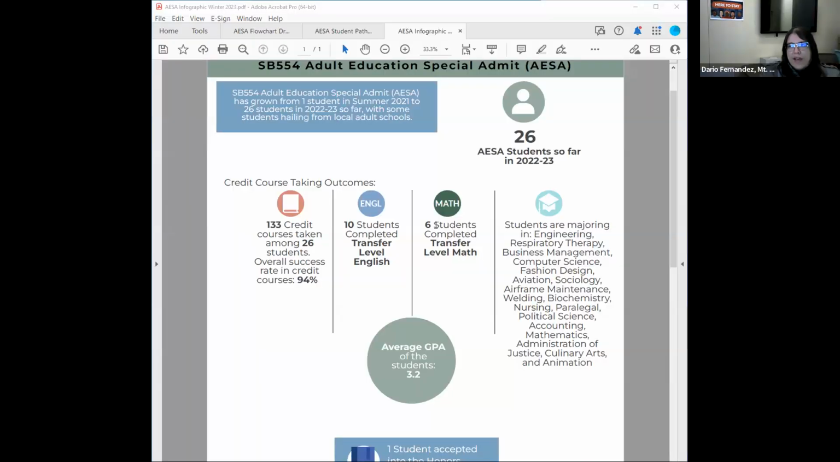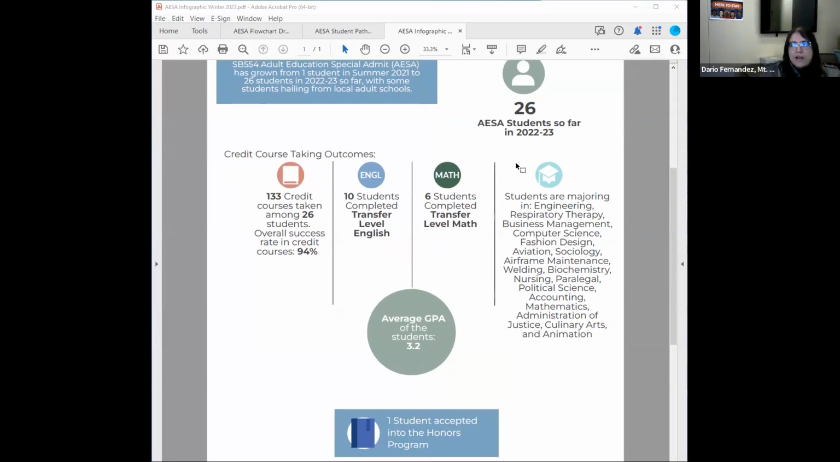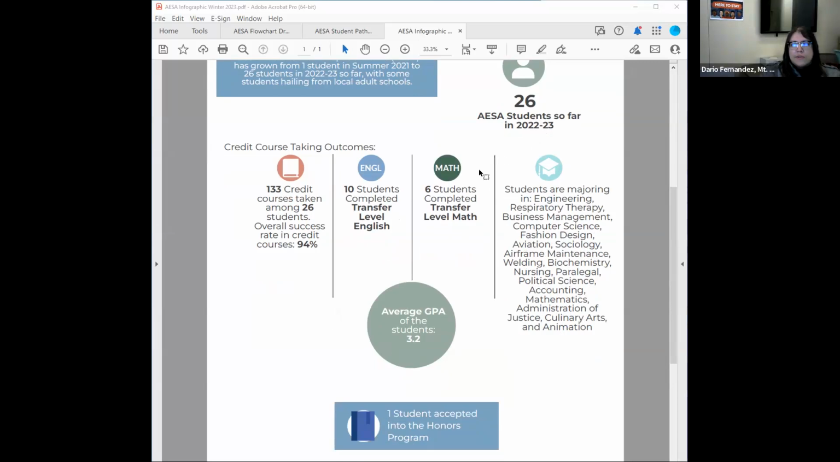And I think one of the things that I didn't share was some of the data that we captured for those students that had gone through the special admit program. So I'll just share this briefly because this was super important in terms of the outcomes, right? So it's the significance of the policy, the implementation of it was super critical, making sense of it with the flow charts. But here are the outcomes, right? With the 26 students that have gone through the program in 22-23, the pass rate, right, is 94%, right? And they've taken 133 credit courses, right? Transfer level English and math, right?